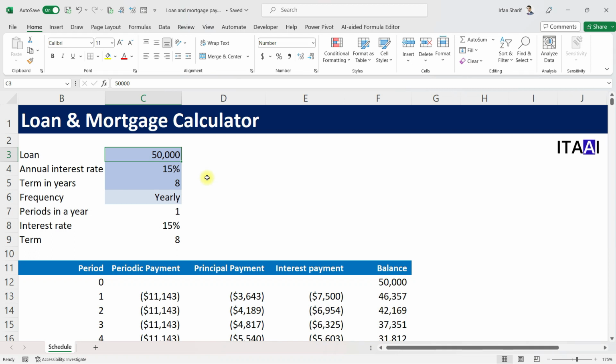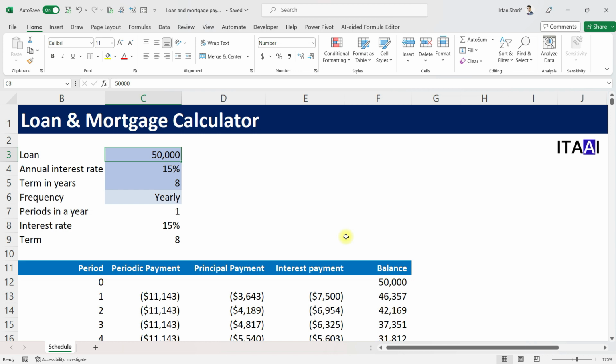Hello, today we are going to learn to develop this beautiful loan and mortgage calculator in Microsoft Excel. In this template, all a user needs to input is the amount of the loan, the annual interest rate, the term of the loan in years, and finally the frequency of payment, which can be yearly, biannually, quarterly, and monthly. Once you enter these four values in this template, everything else will automatically update and it will answer all the questions that you have regarding the loan and mortgage.